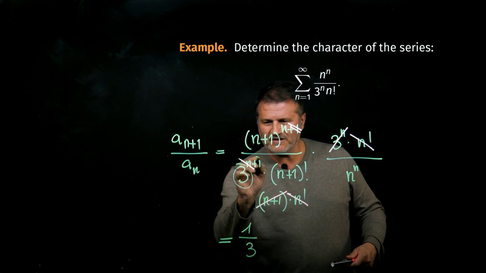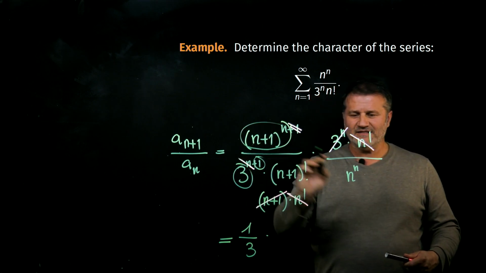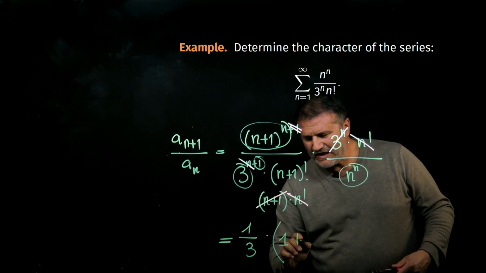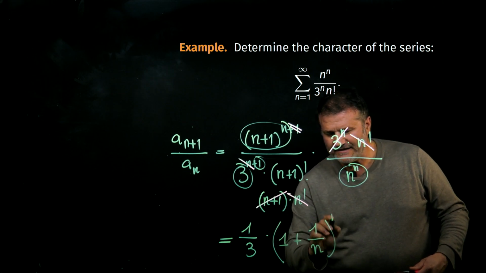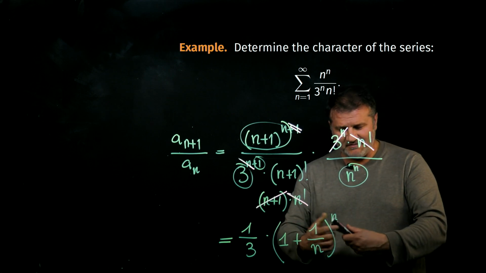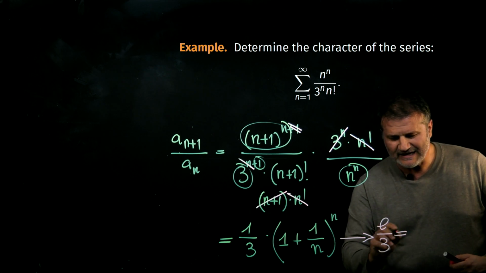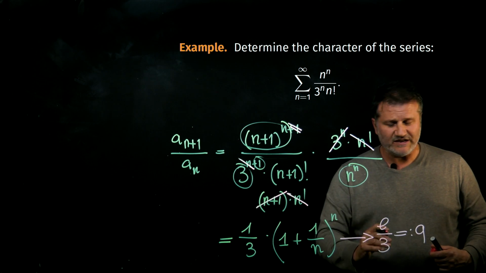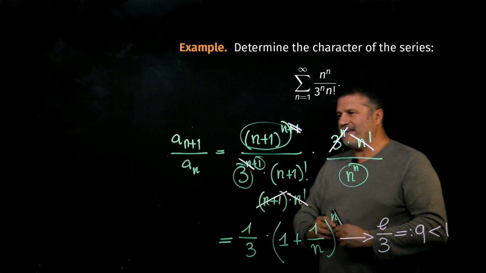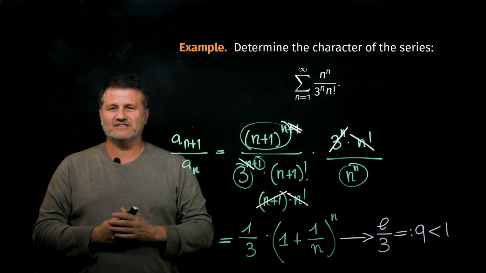This 3 comes from this exponent 1, times the nth power of (n+1) divided by n. So (n+1) divided by n can also be written as 1 plus 1 over n, to the n. Now here we recognize the well-known remarkable expression that yields the limit of the number e. So when n goes to infinity, this goes to e divided by 3, and that's our q. Now, since e is well known to be strictly less than 3, this number will be strictly less than 1. And that's why the ratio test applies, and we can say that this series is convergent.